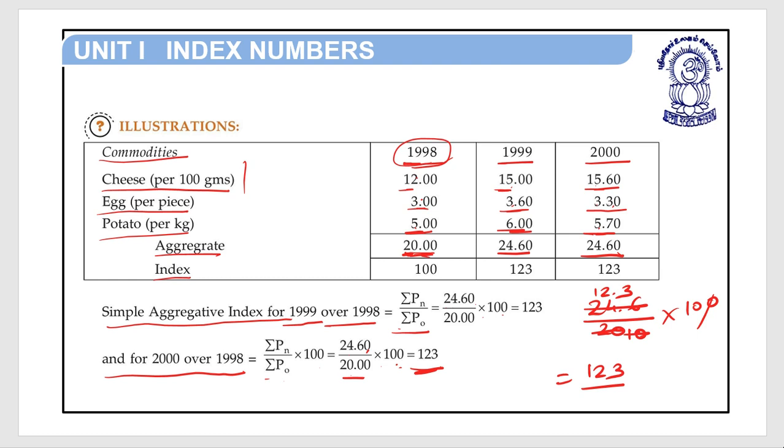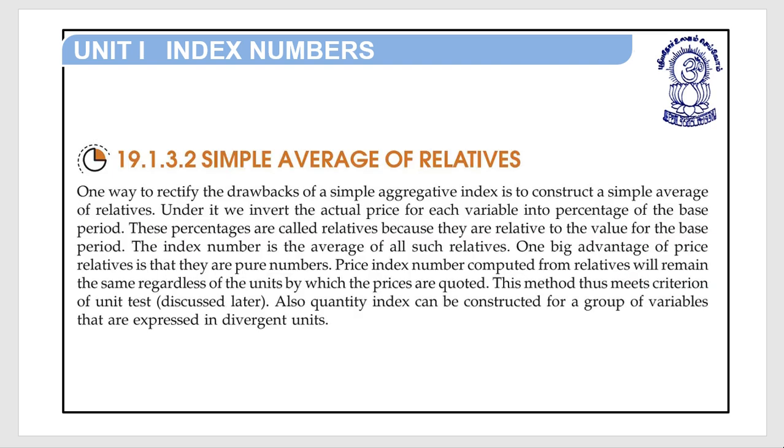So in this illustration you can easily understand how to find the simple aggregative index. Okay, so let us move to the next topic, simple average of relatives.